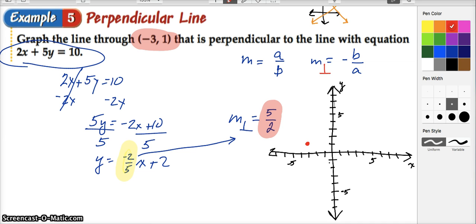That's here. And the next thing I'm going to do is use the slope as my guide, as my pathfinder, as my map. I'm going to rise 5, 1, 2, 3, 4, 5, right? And then I'm going to run 2, 1, 2, and that puts me right about here. I could also look at this as negative 5 over negative 2, which is still positive 5 halves. Then I would go down 5, and go in the negative direction 2, and that would bring me here.